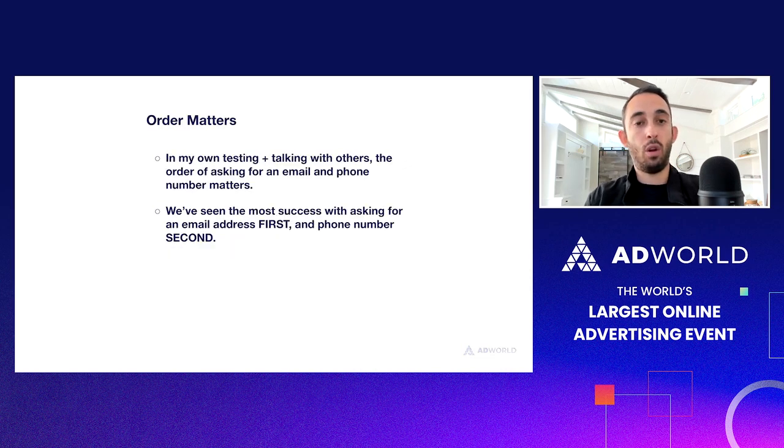One last important thing to talk about here is that the order matters. In my own testing, as well as talking with other experts, if you want to collect both email and SMS, the order in which you display the email ask versus the SMS ask really does matter. We've personally seen the most success with asking for email first and phone number second. People are very used to giving their email, and phone number is still kind of foreign, so people aren't as comfortable. If you ask for the email, you remove that barrier, you remove that friction. They've already taken one step, and asking for the SMS from there is a lot easier, and people are probably more willing to give you their phone number as well.